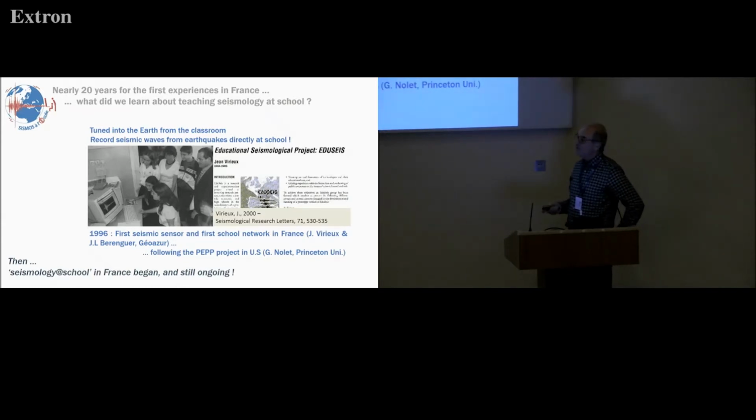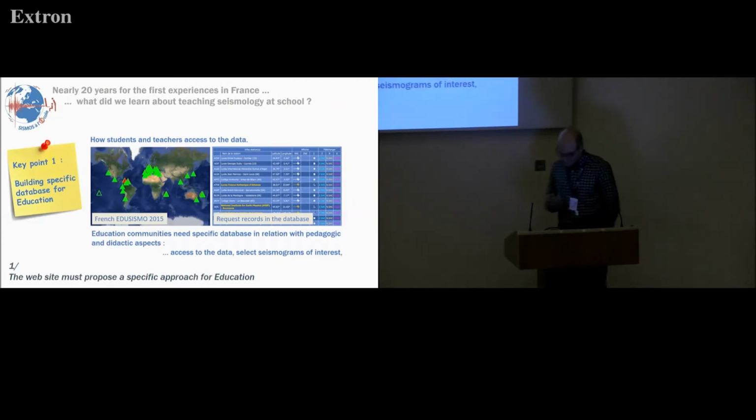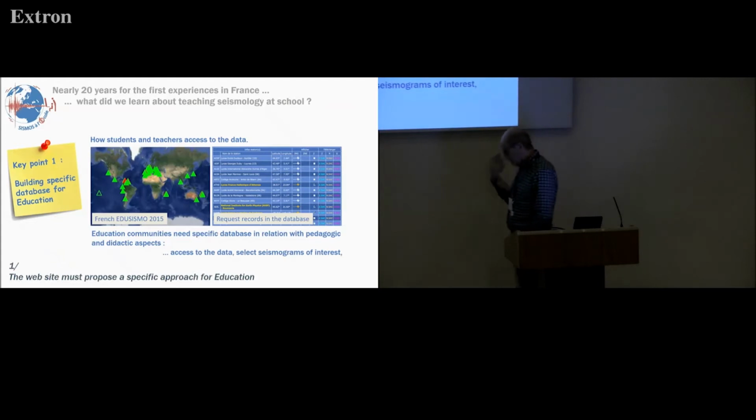It's not a bad idea because seismology at school in France is still ongoing. That means after 20 years, we have schools who are always involved, and all the students say that the seismometer is an amazing tool at school, and they record things. Of course, the first key point that we learned is that if we install seismometers, we have to install them in a network.